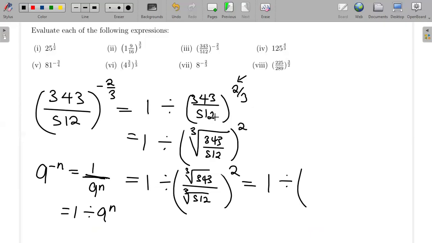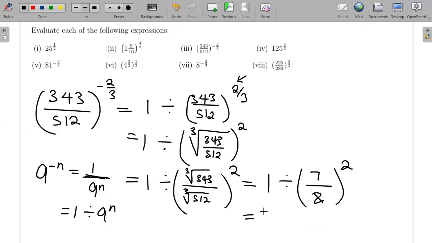You're going to find 343. So I'm just going to say that is 7 divided by, and then what is the cube root of 512? The cube root of 512 is simply 8. If you multiply 8 by itself 3 times, you get 512. So that's what I get there. And then this whole thing is raised to power 2.